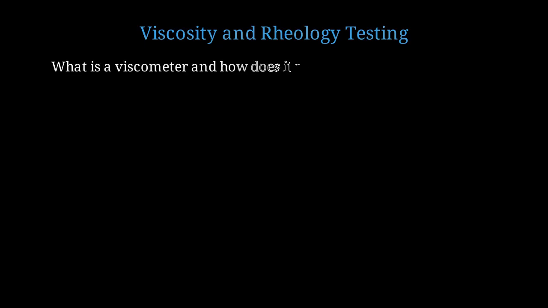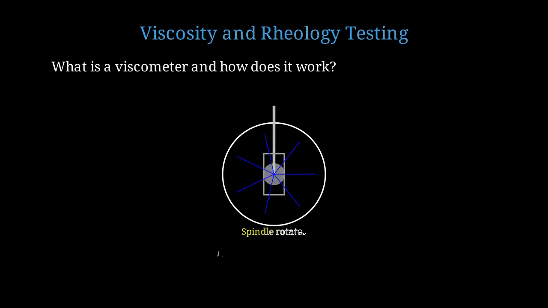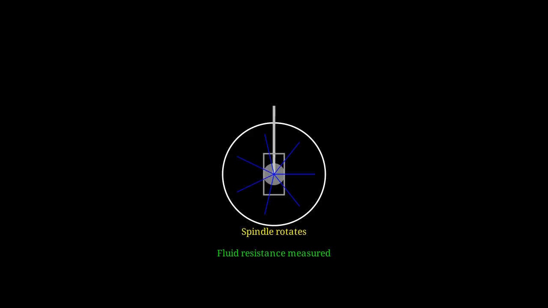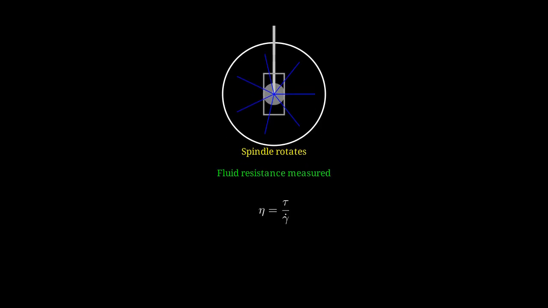Here's an important question. What is a viscometer and how does it work? A viscometer measures the resistance of a fluid to flow. There are several types, but rotational viscometers are most common in food labs. In a rotational viscometer, a spindle rotates at a controlled speed within the sample. The torque required to maintain that rotation is proportional to the fluid's viscosity. Viscosity eta equals shear stress tau divided by shear rate gamma dot. This fundamental relationship defines Newtonian fluids.